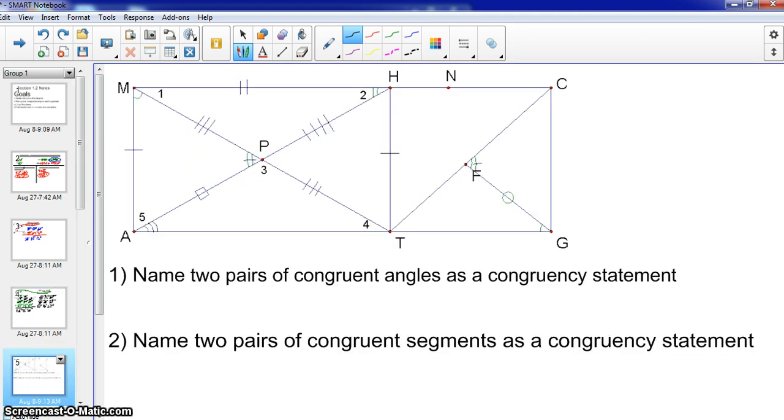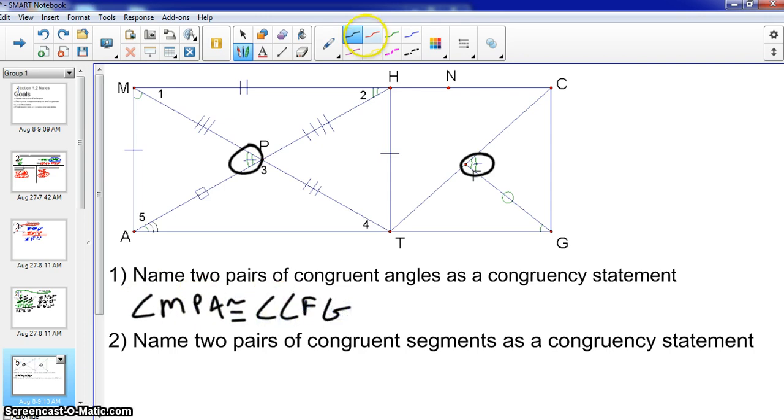In this next example, we're talking about recognizing congruent angles and writing a congruency statement based on the diagram. The first pair of angles that we can see are congruent based on the tick marks are those two angles. And as a congruency statement, it's angle MPA congruent to angle CFG. The other pair of angles that we can recognize are congruent based on the tick marks, right there in red.